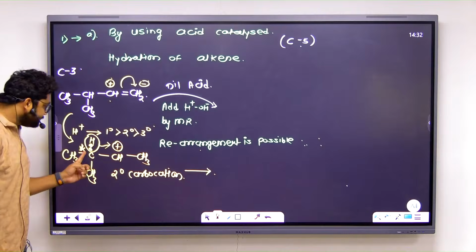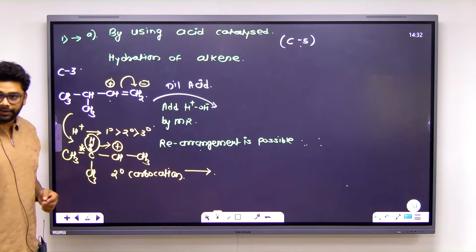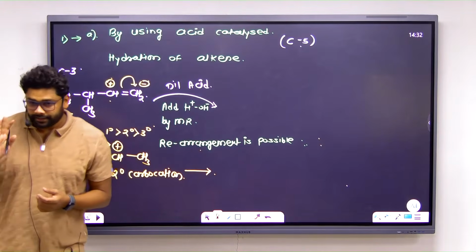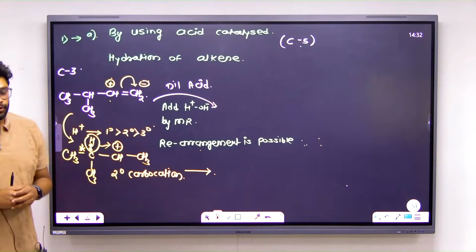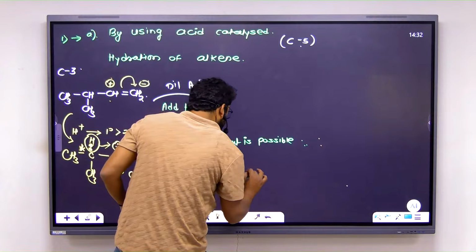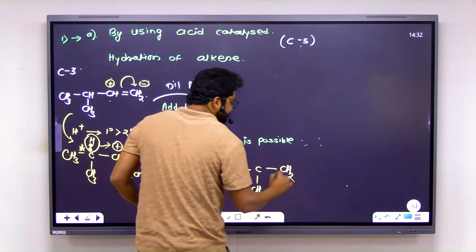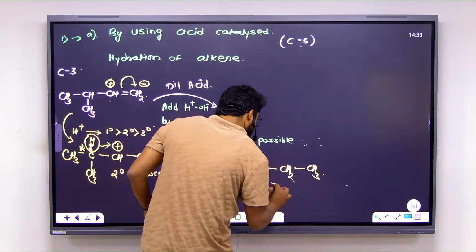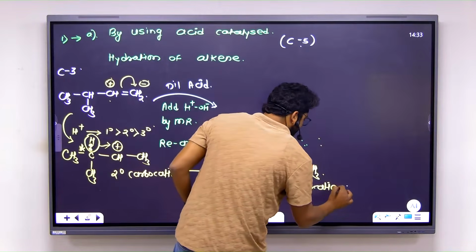Why? Because this carbon now becomes tertiary. And as per the previous explanation, you know a tertiary carbocation is more stable than secondary and primary. So this electron pair shifted towards the next carbon, and your CH becomes CH2 with the CH3. This carbon is now your tertiary carbocation.